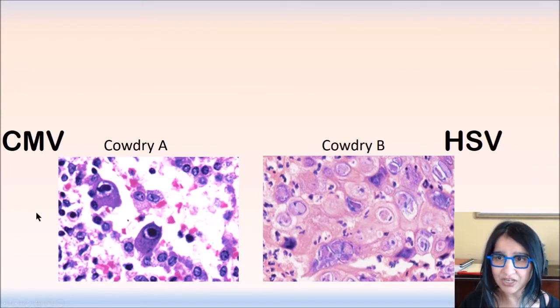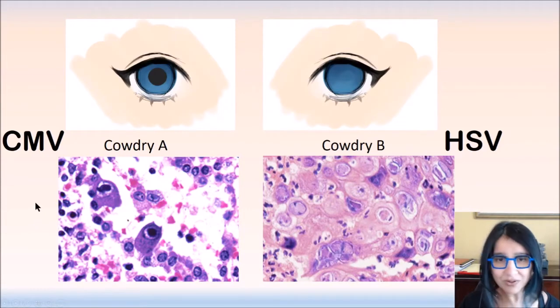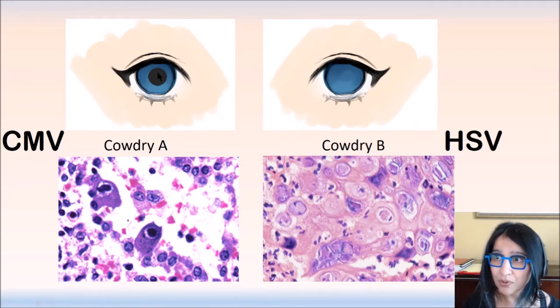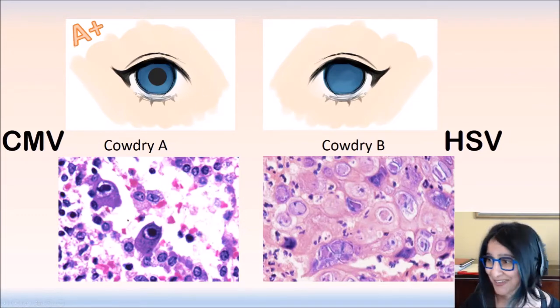And here's the illustration to drive home that point. In one of these illustrations, I've filled in a pupil. And if you think about it, this is why Cowdry A inclusions are referred to as eyes, because they look like a normal eye. In this one, there's a spooky absence of the pupil, and that would be the Cowdry B. So if I asked you to do an eye illustration for me and you remembered that to be accurate you wanted to put in the pupil, I would give you an A plus. So that's a little mnemonic for how you can remember these are the Cowdry A inclusions.